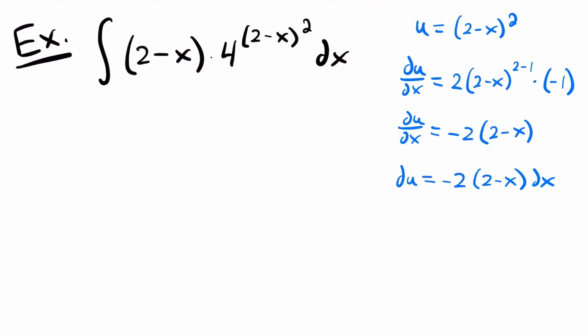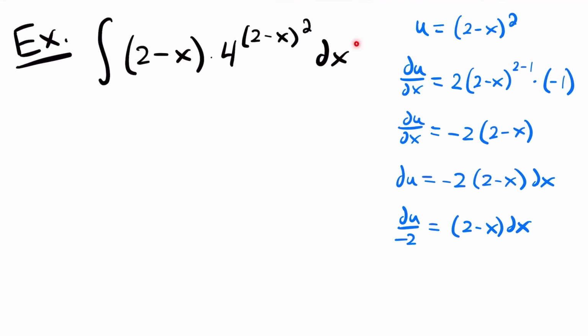And then remember what we saw, this negative 2 cannot be found in our integral, and so let's just divide both sides by negative 2. And so we'll have that du divided by negative 2 is equal to 2 minus x times dx. And now we have a term of du that is equal to something that we can find in our integral, right? The quantity 2 minus x times dx is in our integral, okay?